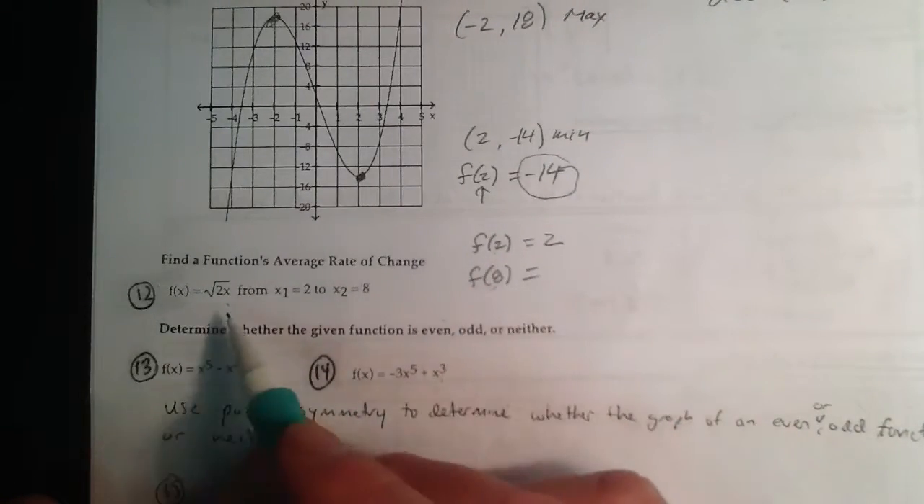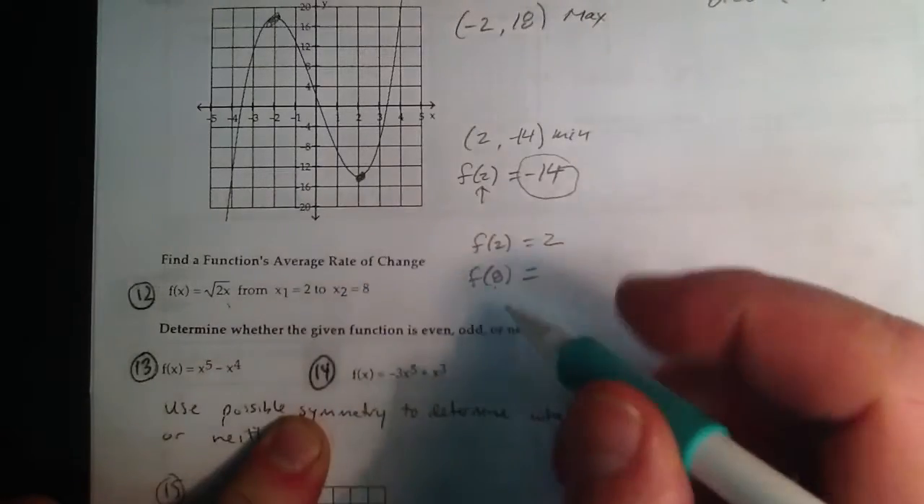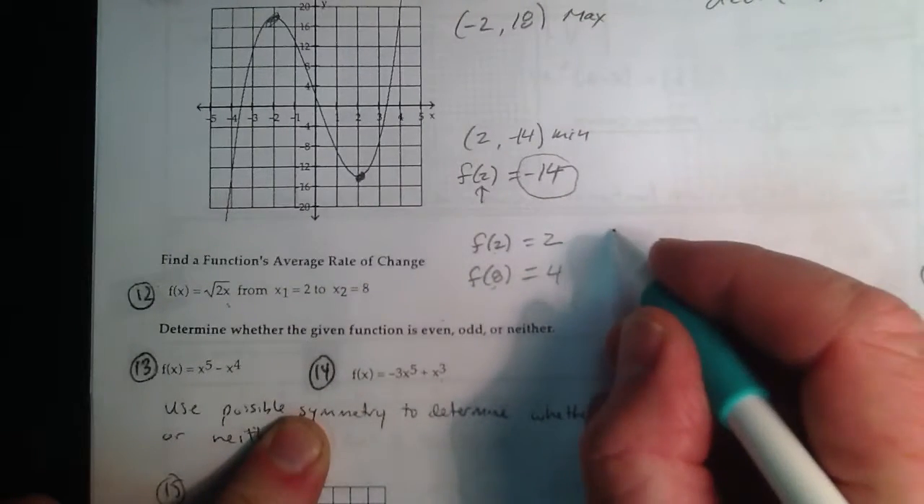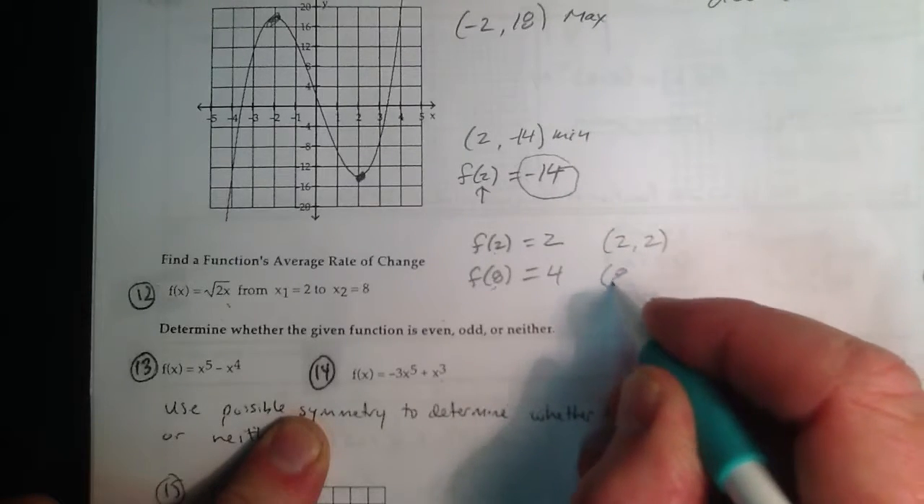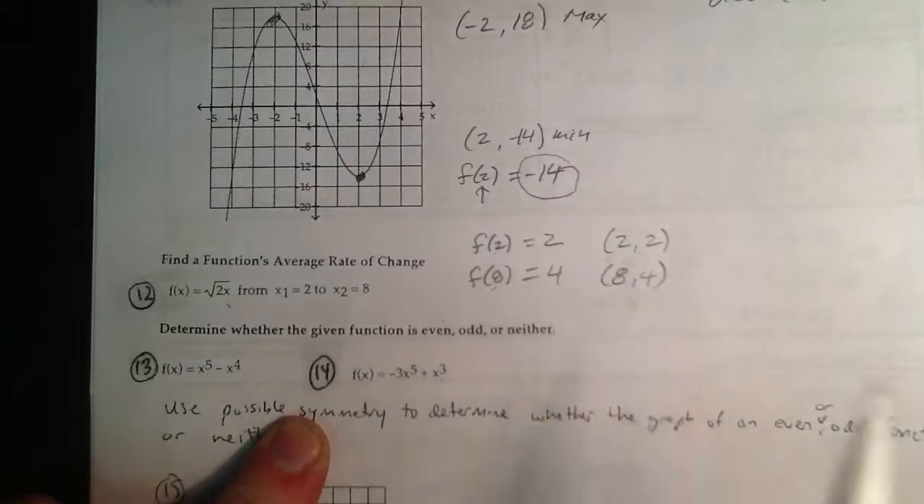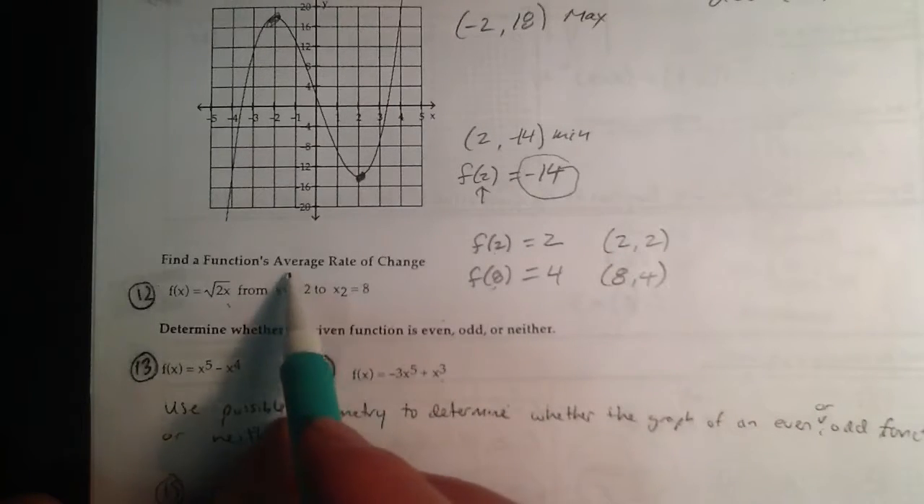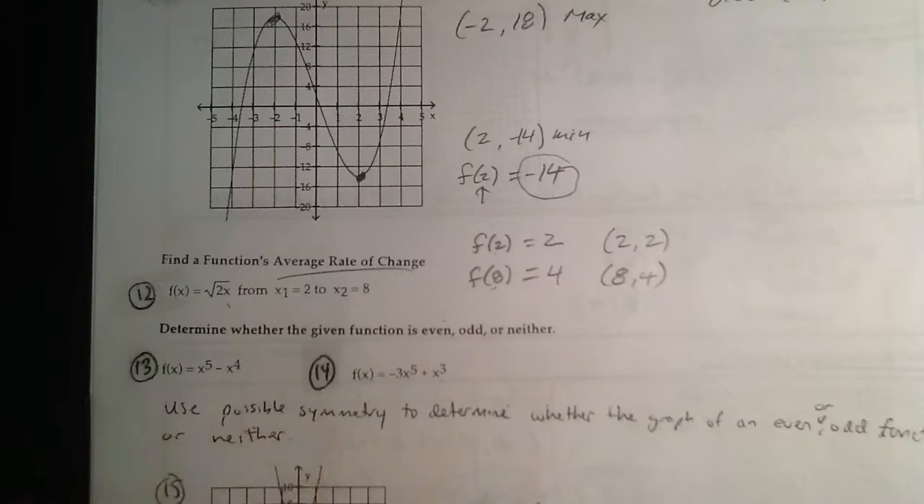I'm going to plug 8 into this function here. I'm going to get square root of 16 is 4. So what does that mean? I have two ordered pairs, (2, 2), and I have another ordered pair, (8, 4). Find the slope between those 2 points, and you found the average rate of change.